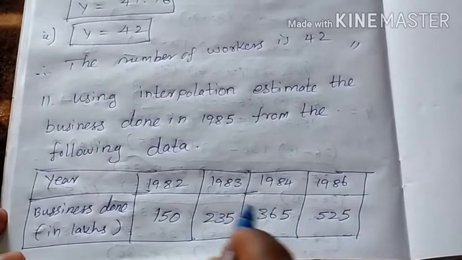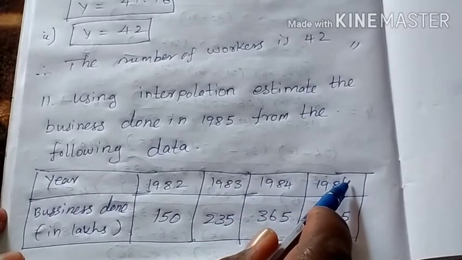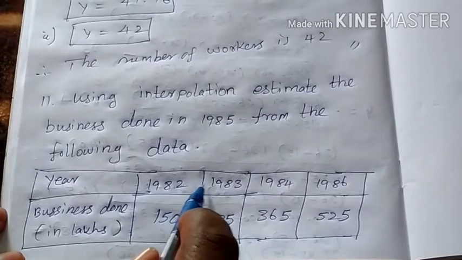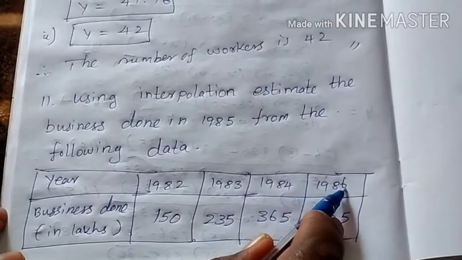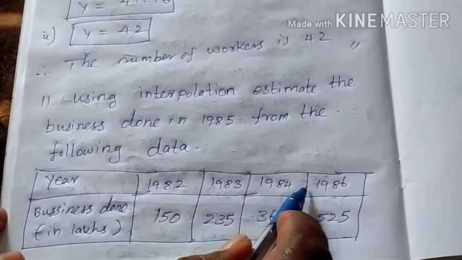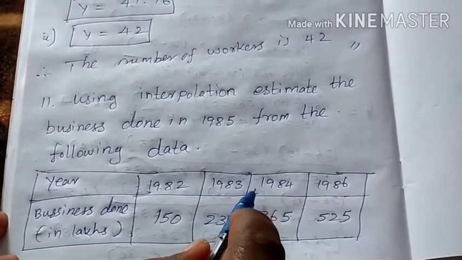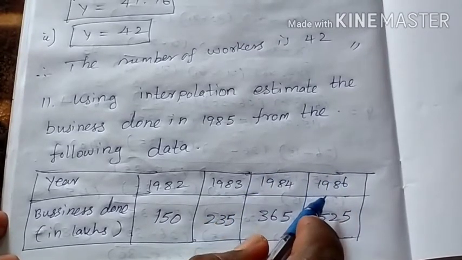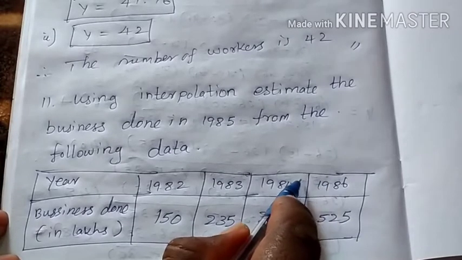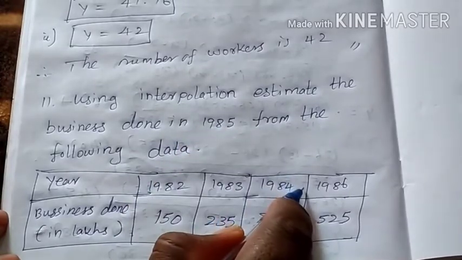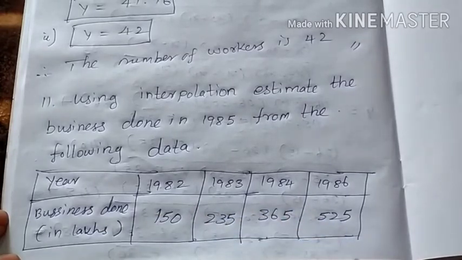Listen carefully. The years are not at equal intervals. 1982, 1983, then 1984, then 1986. The 1985 value is missing, and the interval is not equal. So for this question we have to apply Lagrange's formula. If the intervals are equal, we use Newton's backward formula, but here the intervals are unequal, so we use Lagrange's formula.